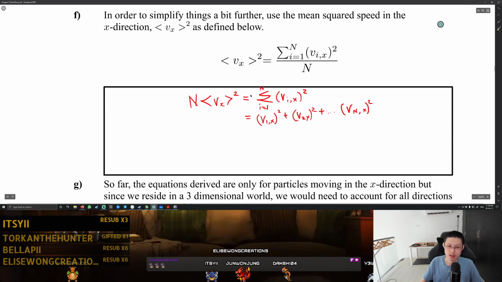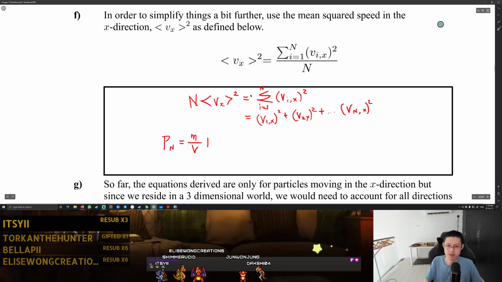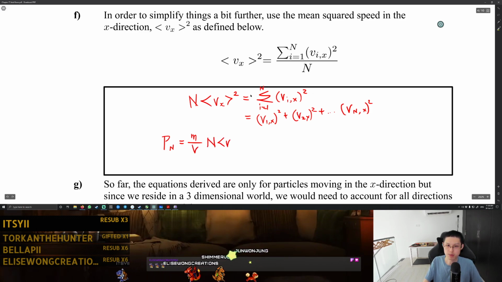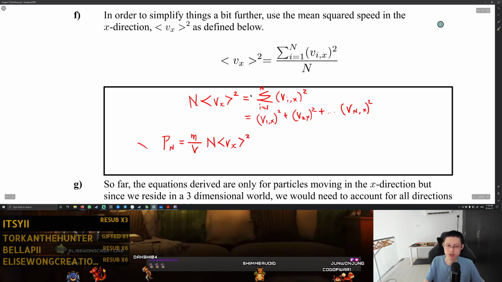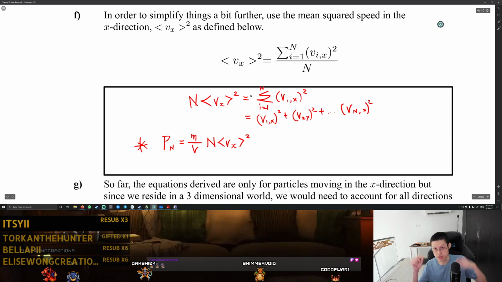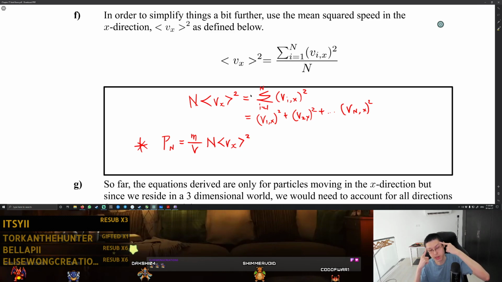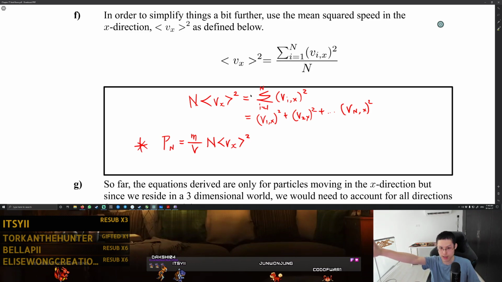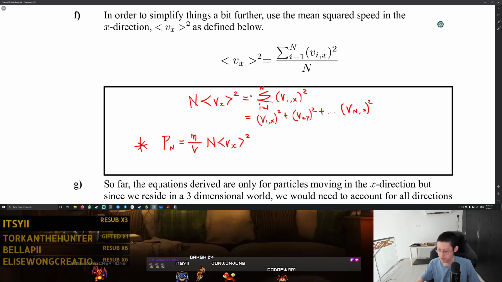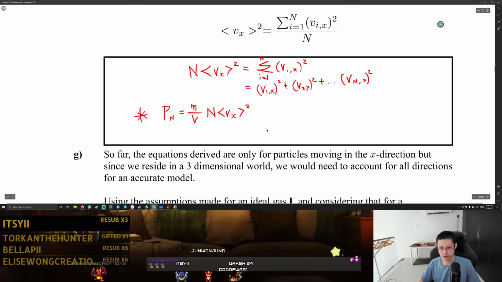So the total pressure, or the pressure of N particles, is going to be m over V times N times the mean squared speed. There we go. So we have gotten this so far. And as you can probably tell, we are getting closer and closer to our final objective, which is the equation of state of the ideal gas, PV equals nRT. Okay? All right.